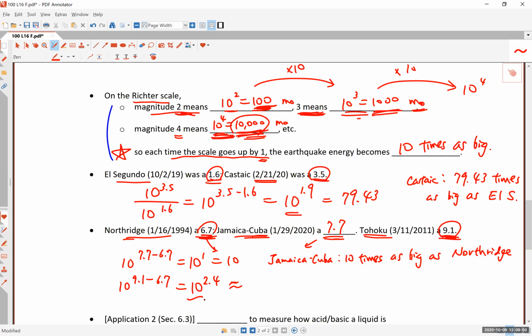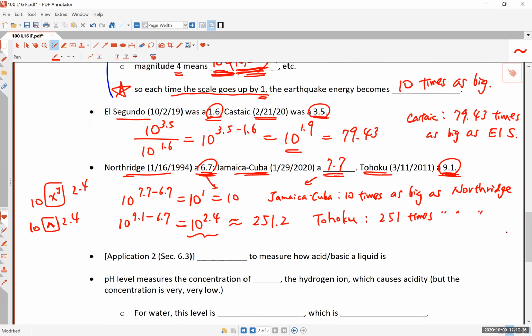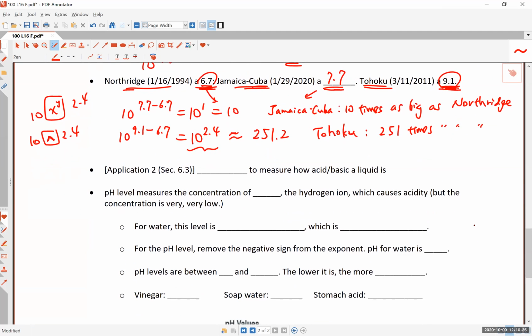And that turns out to be, you can calculate this on your calculator. All you have to do is 10, and then you put the x to the y key, and then 2.4. Some of you may have this caret notation on your calculator, but either way, you get a number like 251.2. Okay, and that means the Great Tohoku earthquake that brought a bunch of tsunamis and so on was 251 times as big as the Northridge earthquake. Now that is really surprising, maybe, right? And you would not know this unless you understand something of logarithmic scales. Again, I believe it's very important that we all understand how the logarithmic scales work.